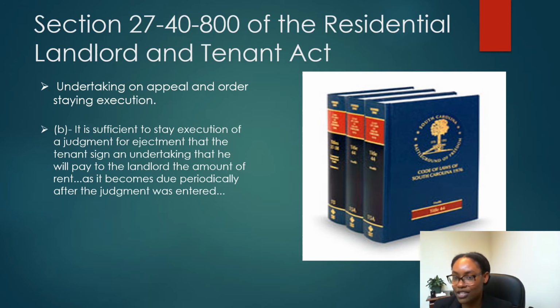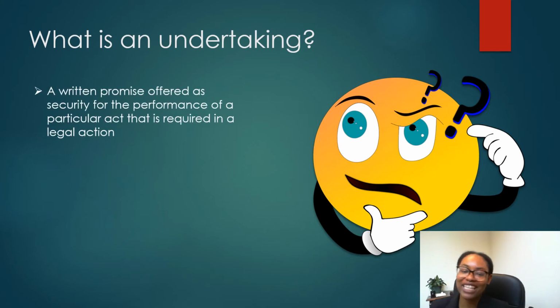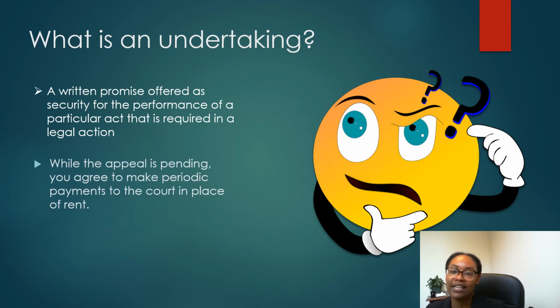So you may be wondering, what is an undertaking? An undertaking is a written promise offered as security for the performance of a particular act that is required in a legal action. So your written promise, which you will see in the next slide, is a promise that while this appeal is pending, you are agreeing to make periodic payments to the court in place of rent. So that is your promise. That is the undertaking.